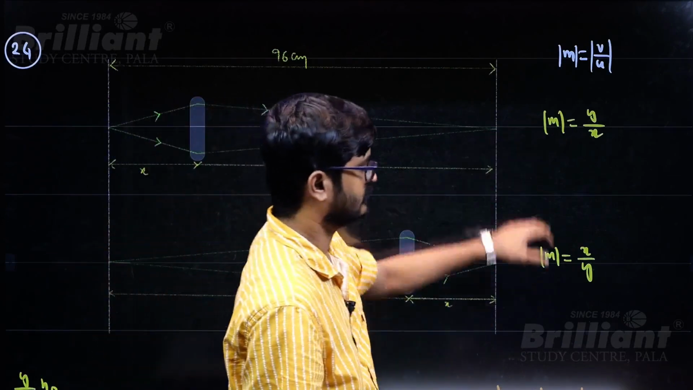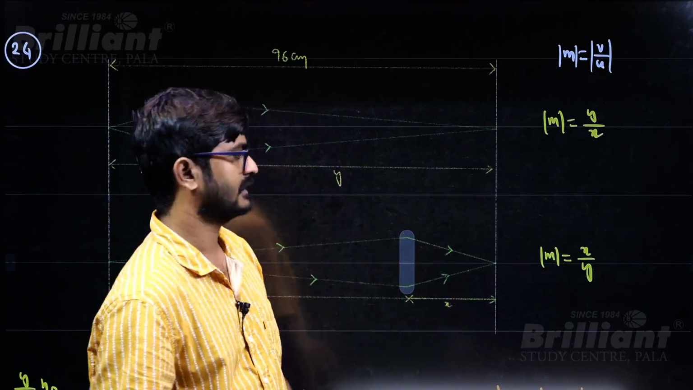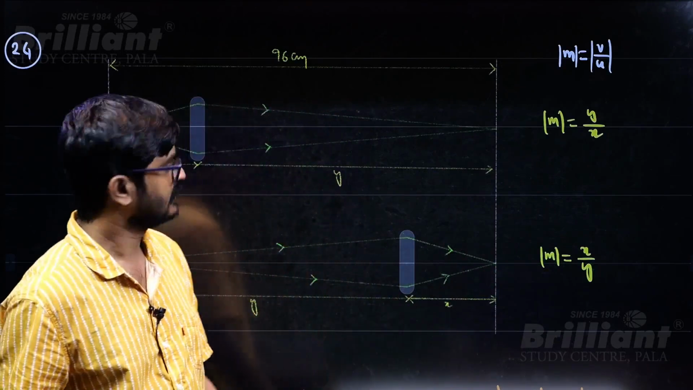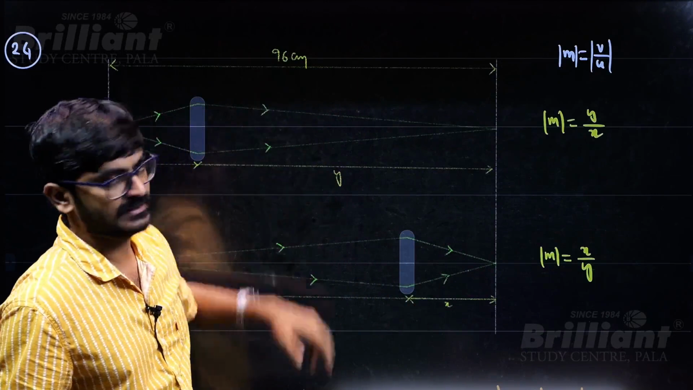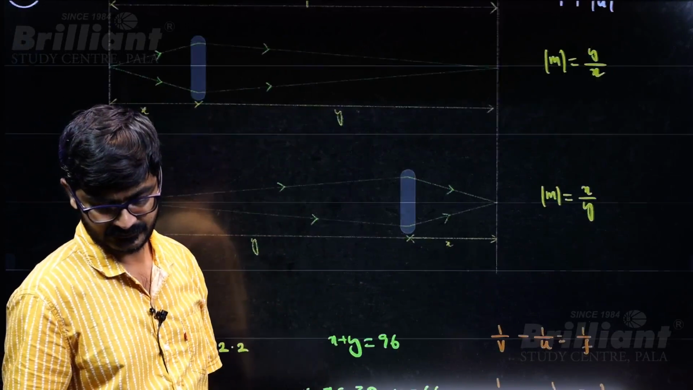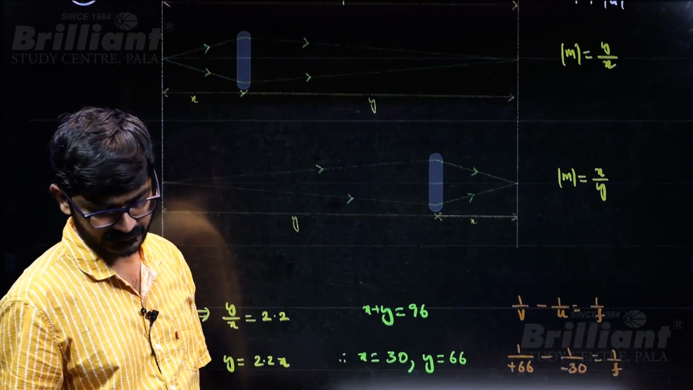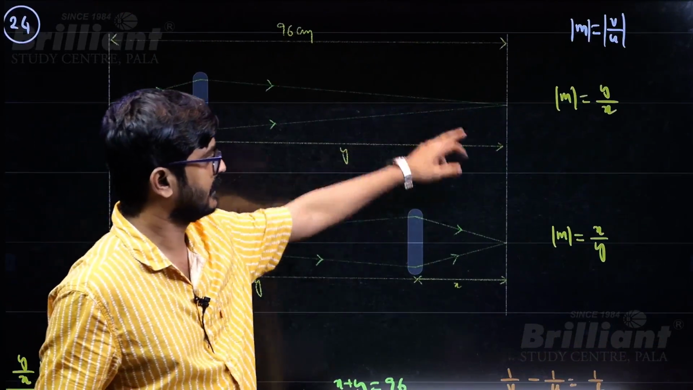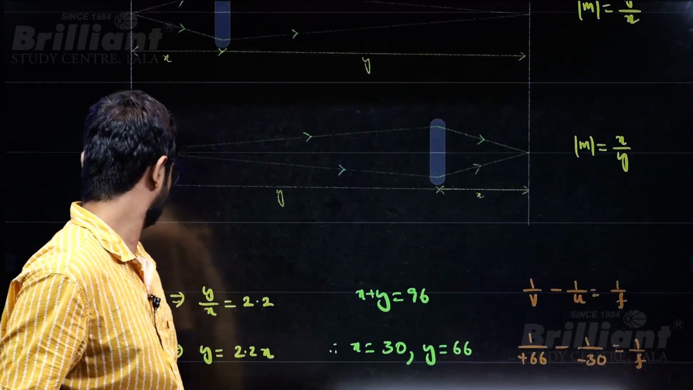If I multiply these two, it is going to be 1. Those things you can manage by yourself. Now x plus y, magnitude wise, is 96. Now they gave some information: height of this one by height of this one is 4.84.